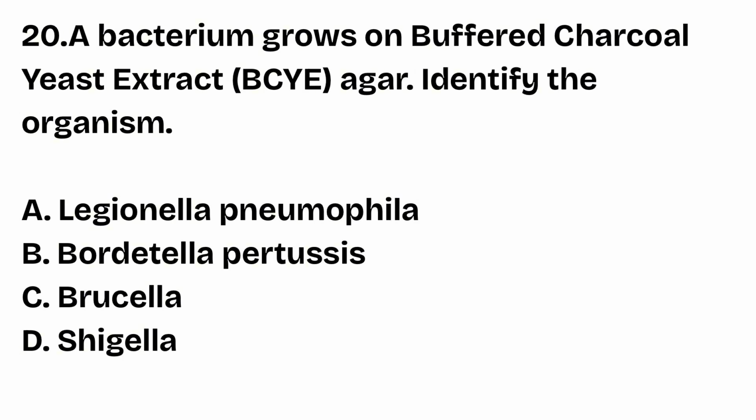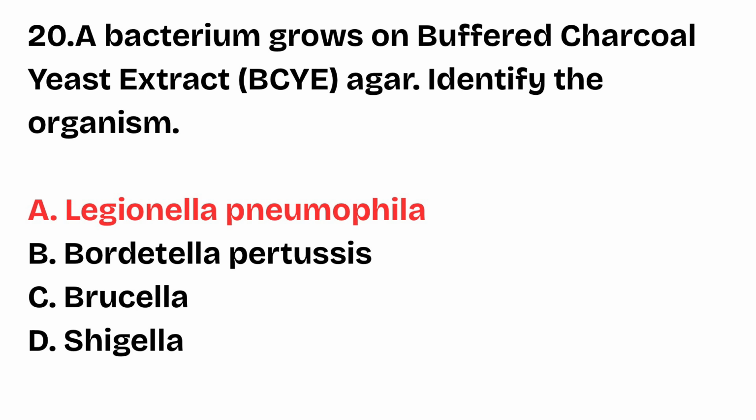Question number 20. A bacterium grows on buffered charcoal yeast extract agar. Identify the organism. Legionella pneumophila, Bordetella pertussis, Brucella, Shigella. The right answer is option A, Legionella pneumophila. Legionella grows on BCYE agar, which provides cysteine and iron for growth. It does not grow on routine media.